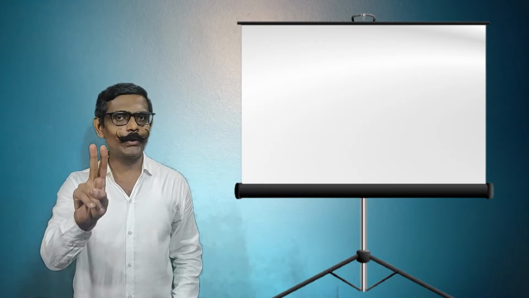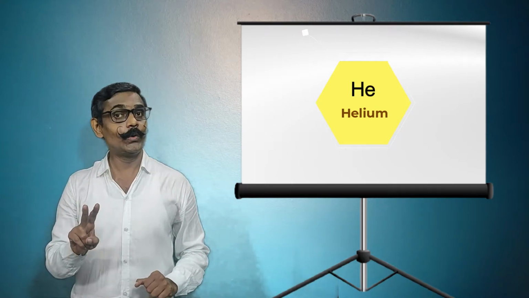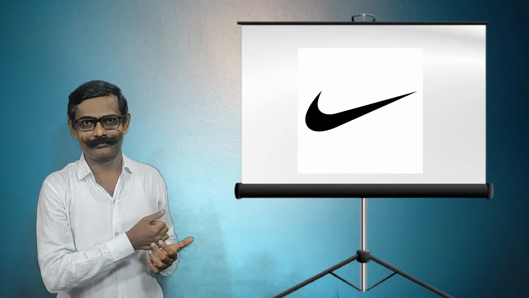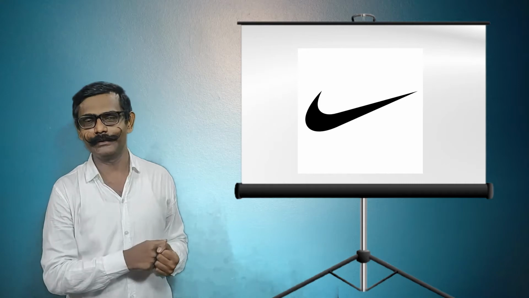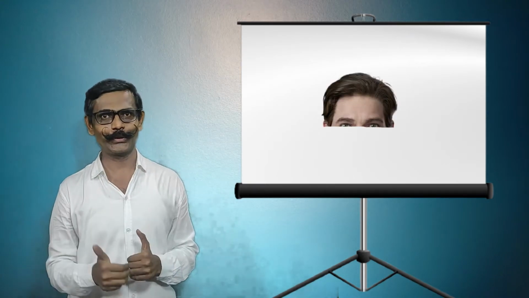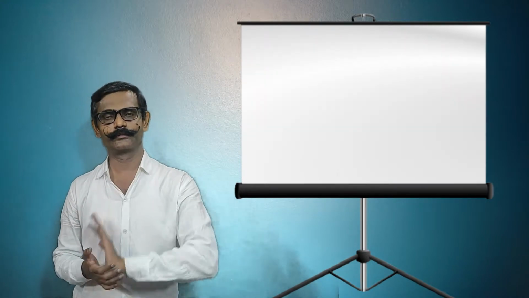The element with atomic number 2 is helium. How can we remember that? 2 means, imagine a Nike band, Nike, a company. And for helium, imagine head. So now prepare a story. You are the tennis player and you have a weird Nike band on your head. 2 means helium. Is it clear?